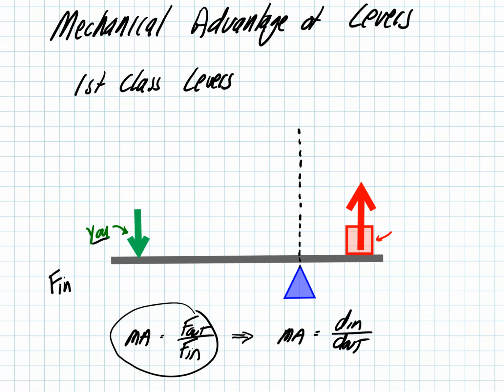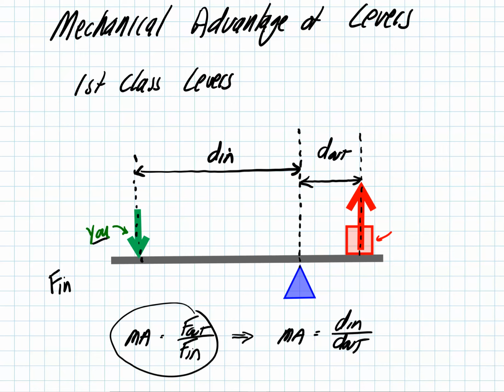Then, what is D in? D in is the distance from where you apply your input force to the fulcrum. So this is D in. That is the input distance. What is the output distance? You can probably already guess. You're going to figure out where the force is coming out of your lever. That's going to be centered on the load, whatever it is. And then you're going to go back to the fulcrum, and this is going to be D out.